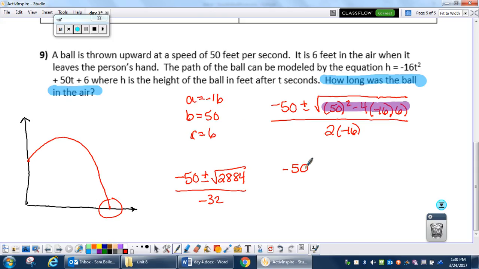2,884 is not a perfect square, so we just have to do this on our calculator and put that in parentheses. So that's a plus sign, all over -32. And that gives us x equals -0.1157. So we know that's not going to be our answer. So let's check our other one.